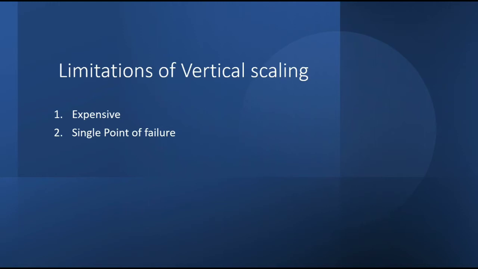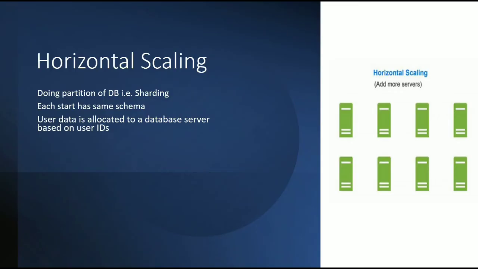To avoid this, we will look into horizontal scaling. If you see this image, there are multiple instances of your database. You are partitioning your database into multiple parts, and each part has the same schema as the others, without data duplication. Dividing the DB into multiple parts is called sharding.